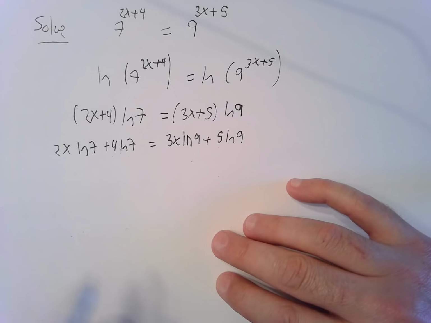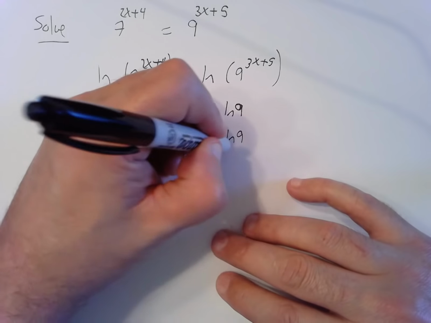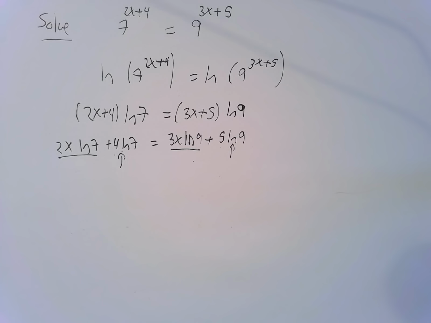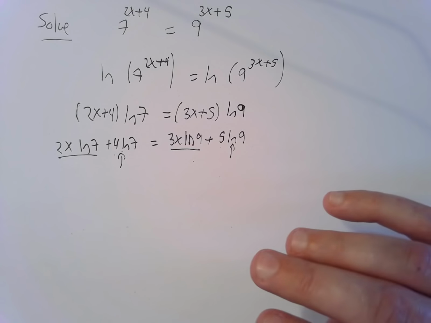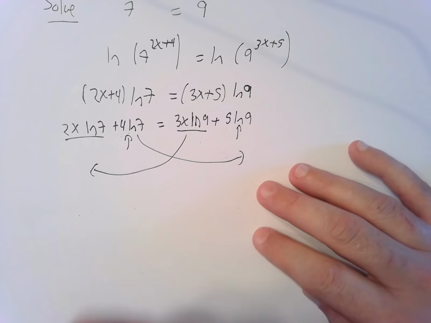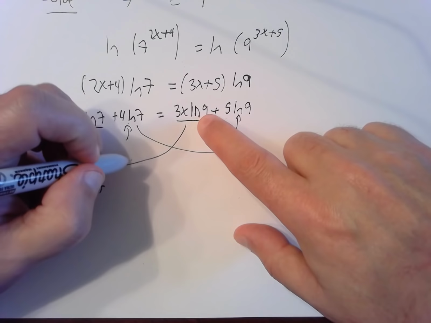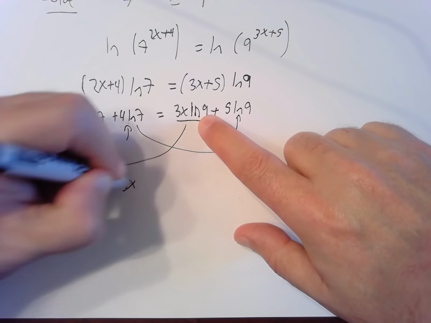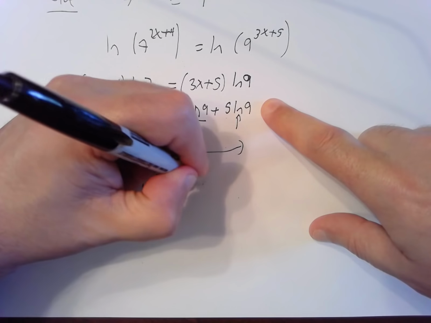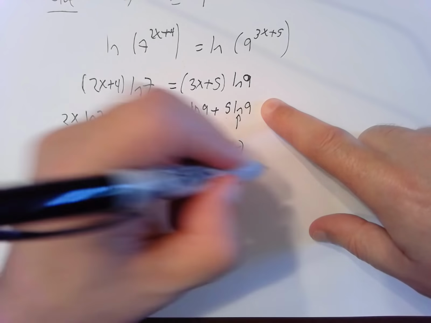Distribute, distribute. We got 4 terms. 2 of them have x's, 2 of them don't. Get everything with an x on one side, everything without an x on the other. I always take the x's to the left side. So this guy will come to the left. That guy has no x, he goes to the right. We get 2x ln of 7. He goes to the left, becomes minus. This guy was already on the right. I'm going to write him down. This one moved to the right. On the other side, he'll be negative.